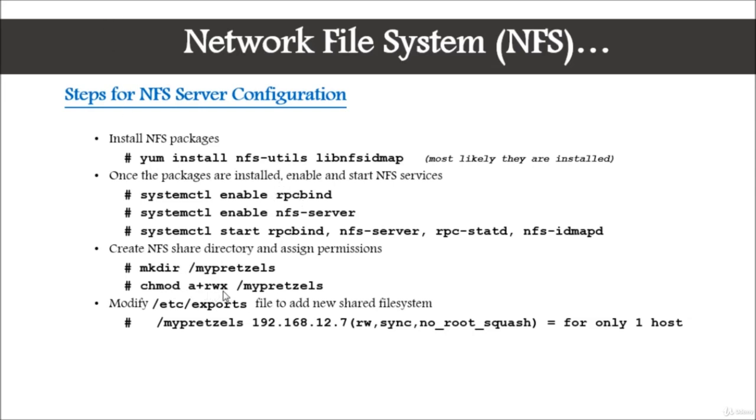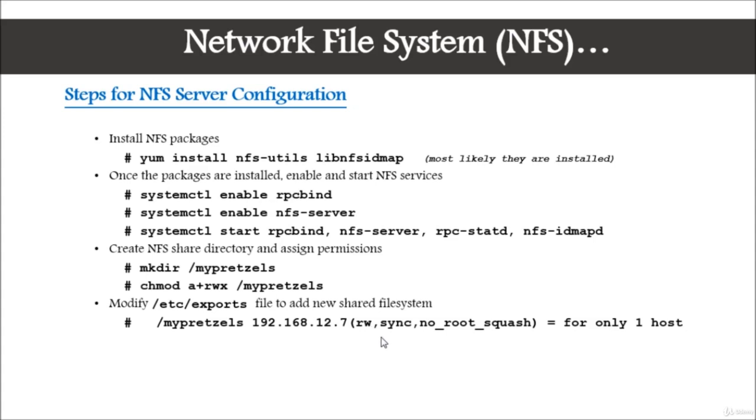Anyway, then we have to modify the permissions for that mypretzels directory. Then we have to modify the /etc/exports file, because if we want this file system to be shared, I have to have certain options in it. As you can see, I have put in the IP address 192.168.1.127. It means I want my pretzels to be shared only with the server that has this IP, and it will have the read write permission.